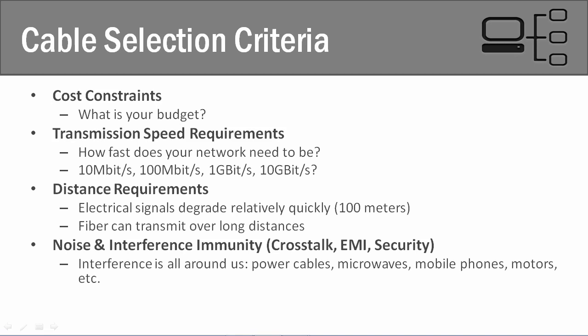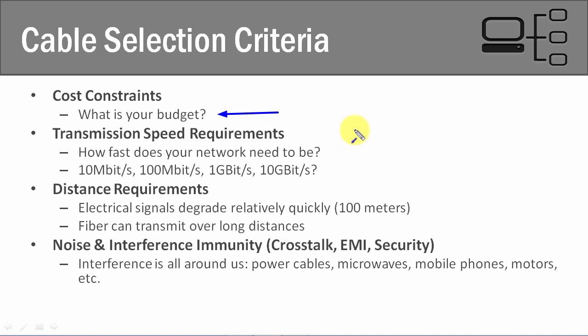So what's the first criteria? Well, the first criteria is always going to be your budget. What can you afford? Ideally there's certain types of network cabling that we want, but what fits best within our budgets? What can we afford? And what do our resources allow us to purchase?